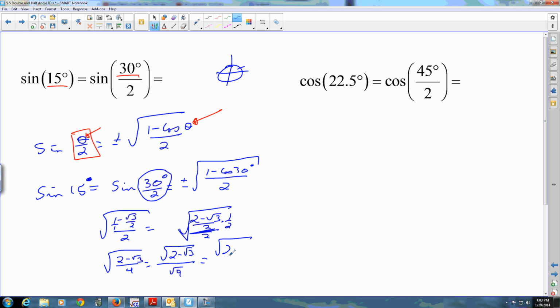Square root of 2 minus the square root of 3 all over 2. Now I have to go back and choose the plus and minus. Sine is the y value. The sine of the y at 15 degrees.